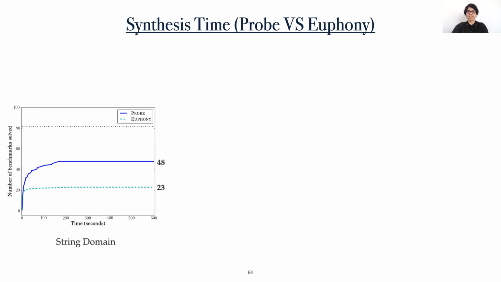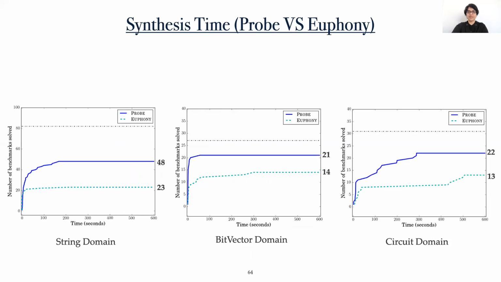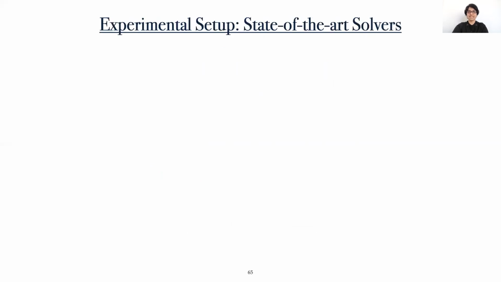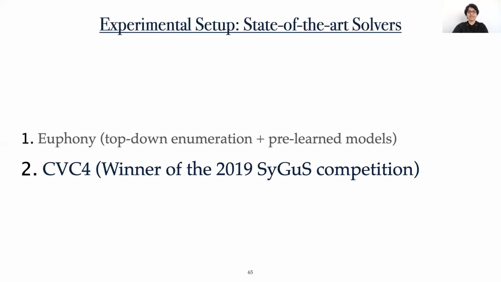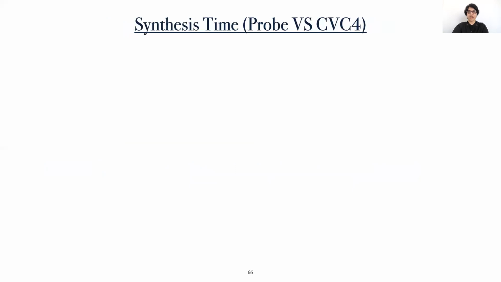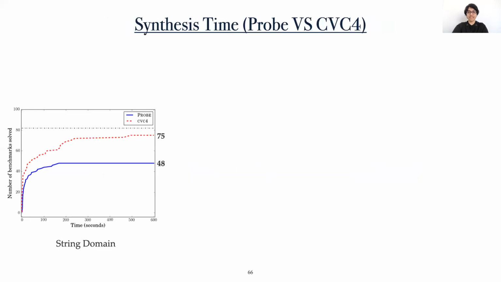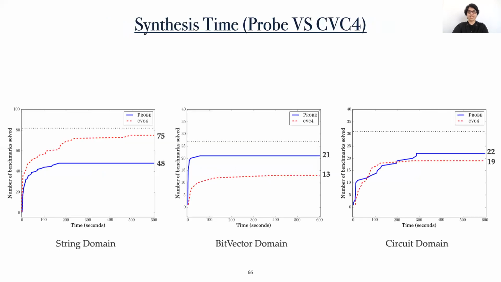Probe outperforms Euphony on the bit vector and the circuit domains as well. So we conclude that Probe is faster than Euphony on all 3 domains, despite Euphony having the benefit of pre-trained costs. Next up, we compare Probe against CVC4, which has been the winner of the 2019 SyGuS competition. CVC4 outperforms Probe on the string domain, but on the bit vector and circuit domains, Probe outperforms CVC4.